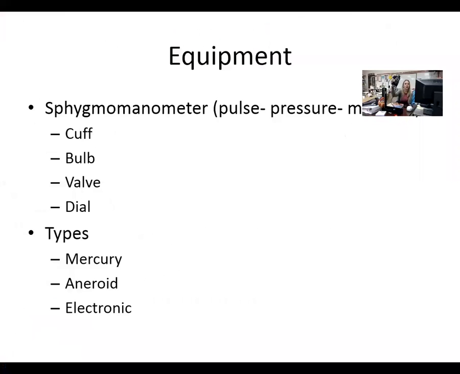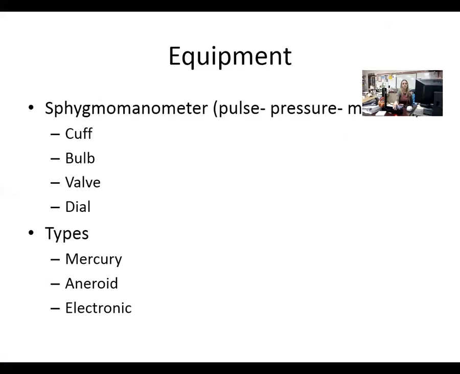This is a sphygmomanometer. This is a mercury one. The aneroid ones are the ones that have a little dial on them. Those are the ones that we have here in the classroom, and I'm assuming at other schools too. So it includes a few things. We have the cuff, of course. It goes on your arm or thigh or whatever. All of ours are arm cuffs, so that's what we're going to use.